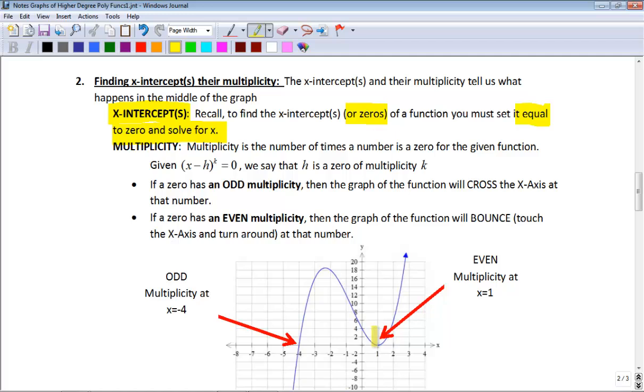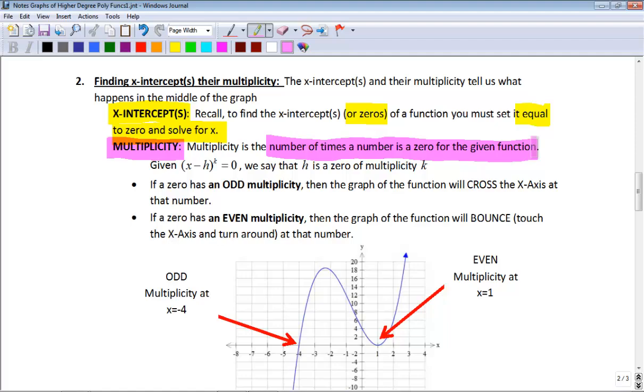Well, x-intercepts we're at least used to finding, right? You set the function equal to 0, you solve. How do you do that? You're probably going to have to factor, use the quadratic formula, lots of different other ways, but we're going to be using those things that we learned back in the previous sections. All right, well, what about multiplicity? Multiplicity might be something new for some of you guys. Well, multiplicity means the number of times a number is a 0 for your given function.